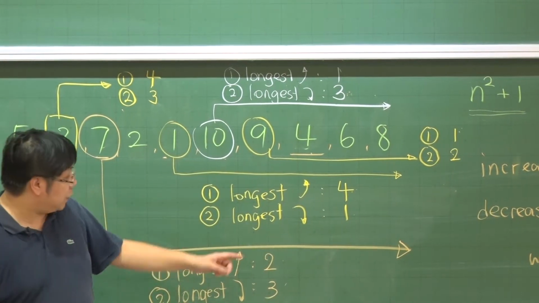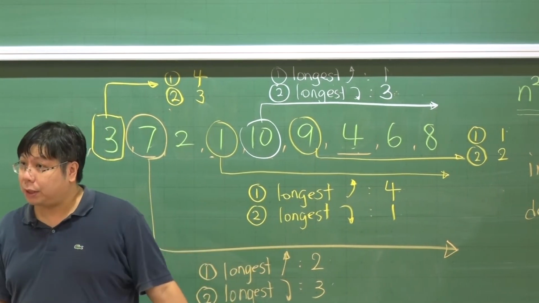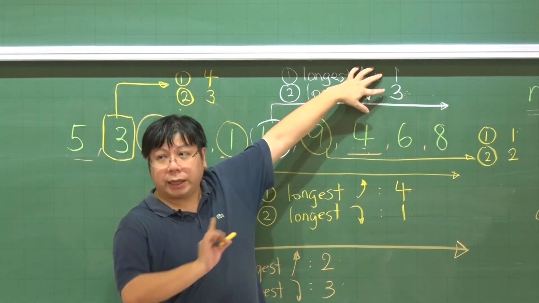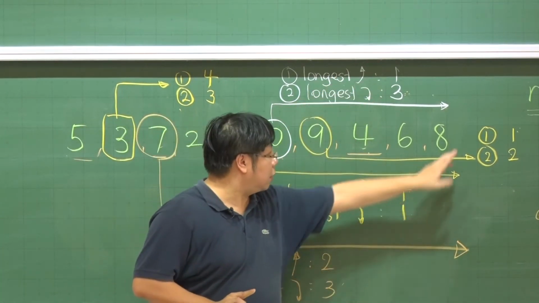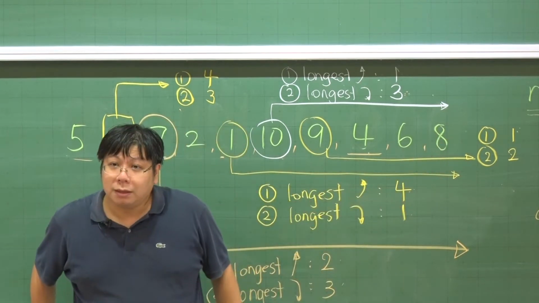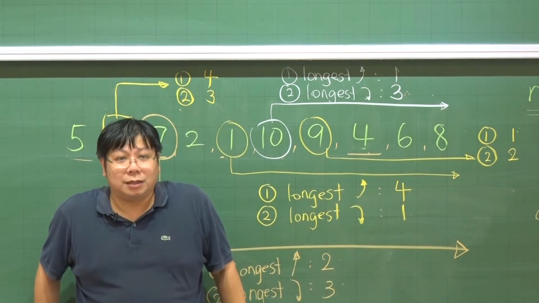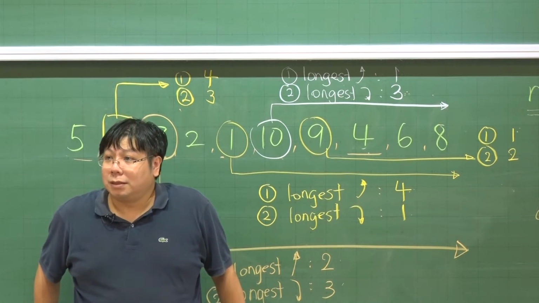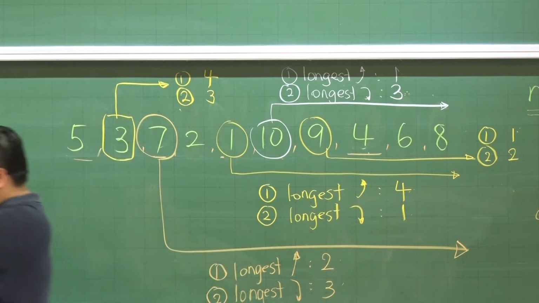If this is 2, 3, then no one else can be 2, 3. This is 1, 3, no one else can be 1, 3. This one is 1, 2, no one else can be 1, 2. This one is 4, 1, no one else can be 4, 1. What is the reason? Look at it.